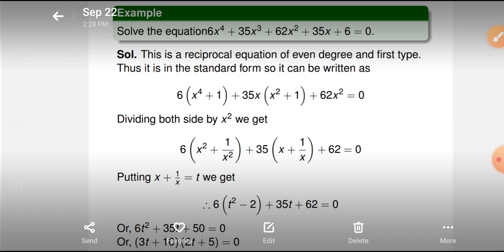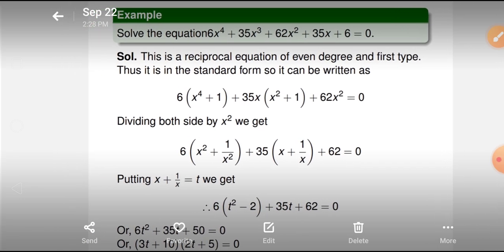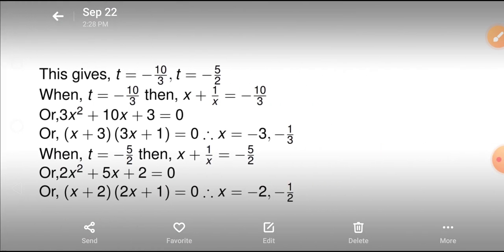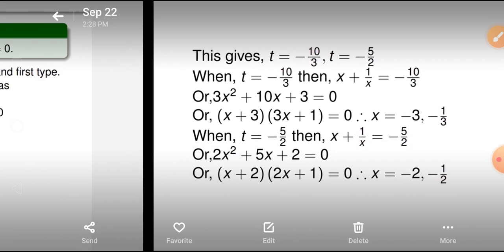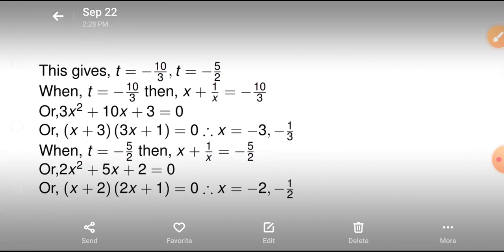Now we can factorize this one: (3t + 10)(2t + 5) = 0. Now equate each term to 0. We get t = -10/3 and t = -5/2. These are the two roots of the previous equation.